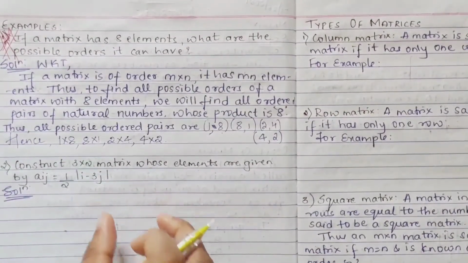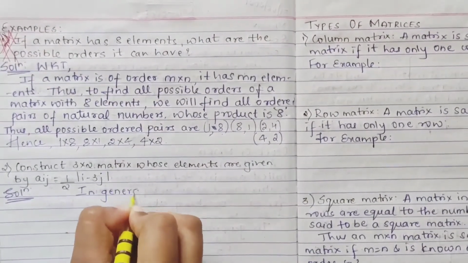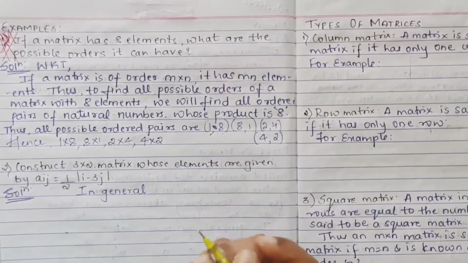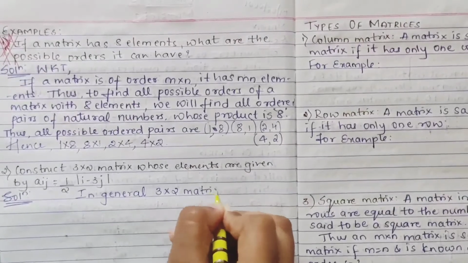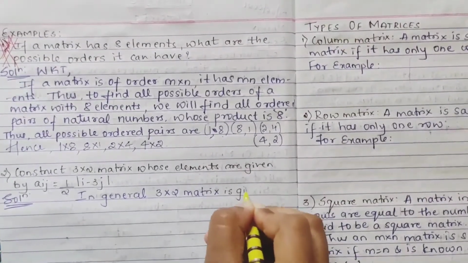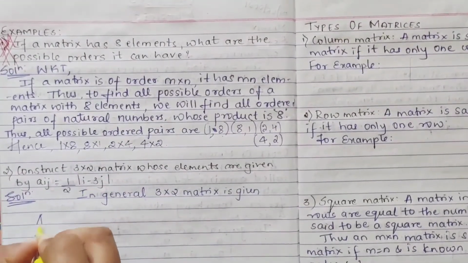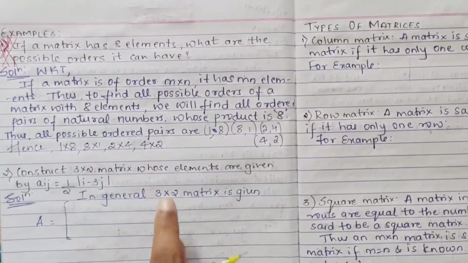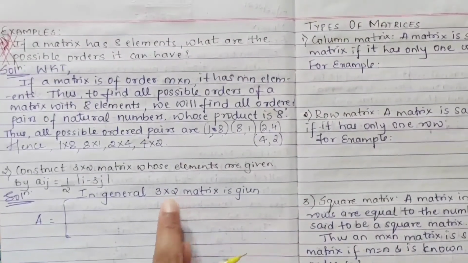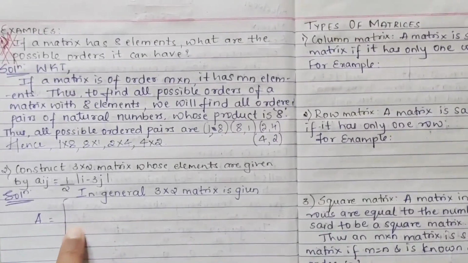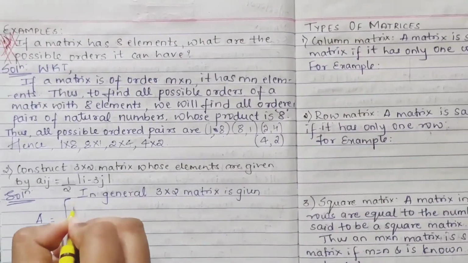So first of all, we will write our general matrix. In general, a 3 cross 2 matrix is given. How do we write it? I am taking this. 3 represents rows and 2 represents columns. So how many rows should there be? 1, 2, 3. Three rows, and the arrangement will be rectangular.